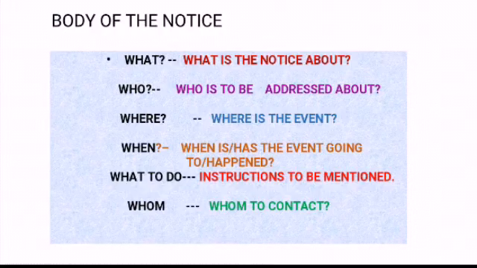Next, who is to be addressed, to whom you want this notice to reach. The next point is where is the event. Here it refers to the place. And when is the event going to happen? So this again refers to time and the date. Now the next point is what to do. It means the instructions that you want to give should be there in the body of the notice.